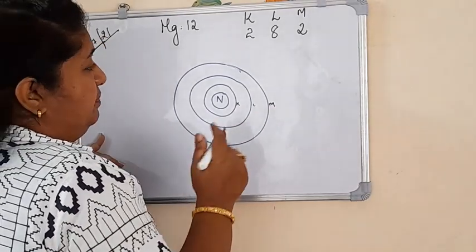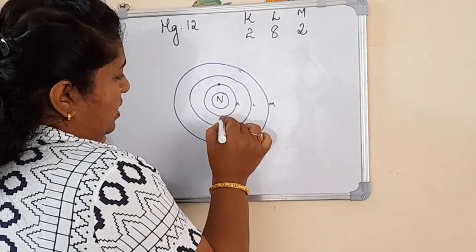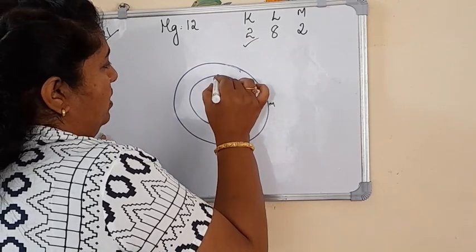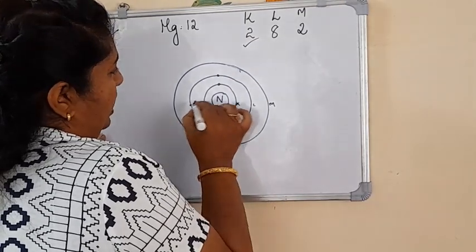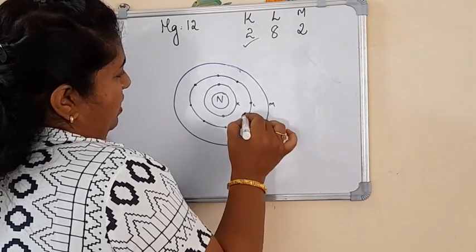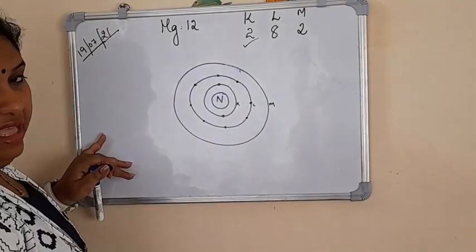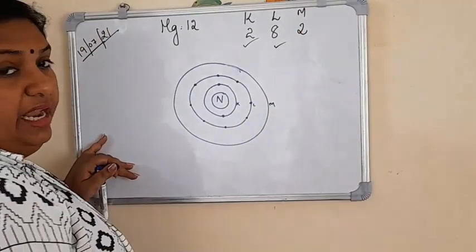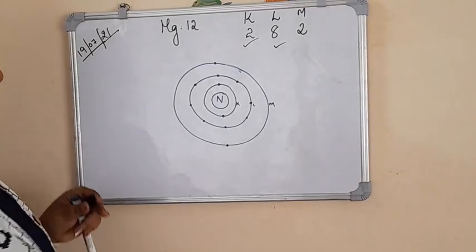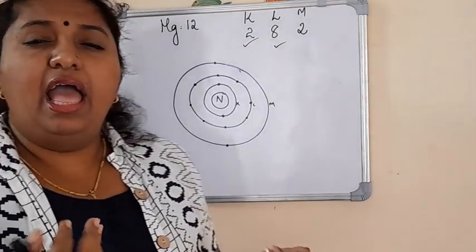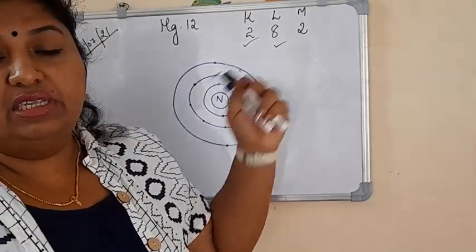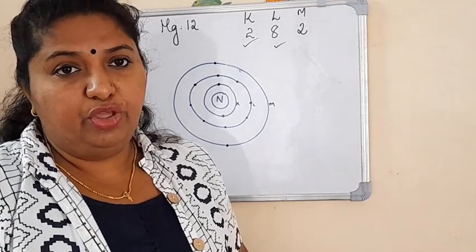Now we are going to distribute the electrons. 1, 2. 2 is done. Now 8 electrons in the L shell. 1, 2, 3, 4, 5, 6, 7, 8. 8 electrons in the L shell. Done. Now how many electrons in the M shell? 2. 1, 2. So in this way you can draw the Bohr atom model of any element if you correctly know how to distribute the number of electrons in the shells. It will be very easy for you.